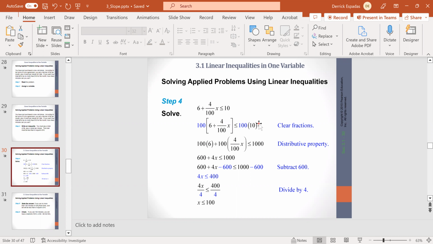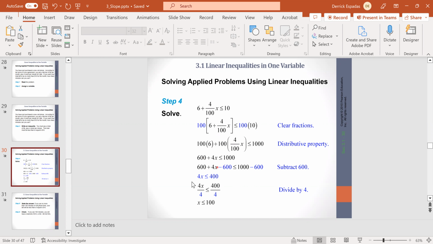Now what we do to one side, we have to do to both, so we have the 10 over here, we're going to multiply that by 100, which gives us 1,000. So a little simpler to work with because we're getting rid of the fraction. Now we still want to isolate that x. So we have this 600. We can get rid of it by subtracting 600, but we have to do that on both sides.